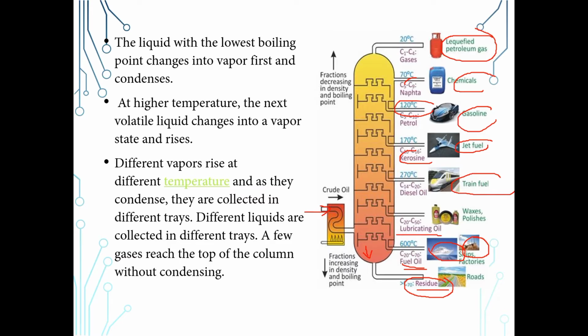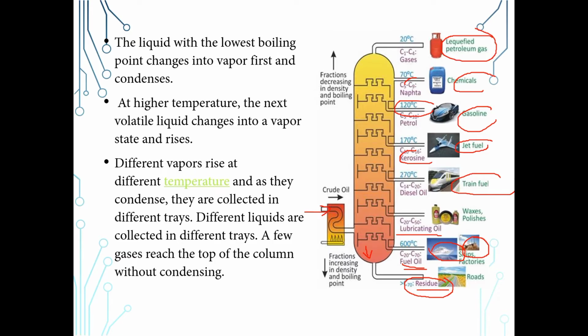Different vapors rise at different temperatures, and as they condense, they are collected in different trays, and different liquids are collected in different trays. A few gases reach the top of the column without condensing. So this is how the temperature is allowed to heat up here. At different temperatures, we will be collecting different liquids.